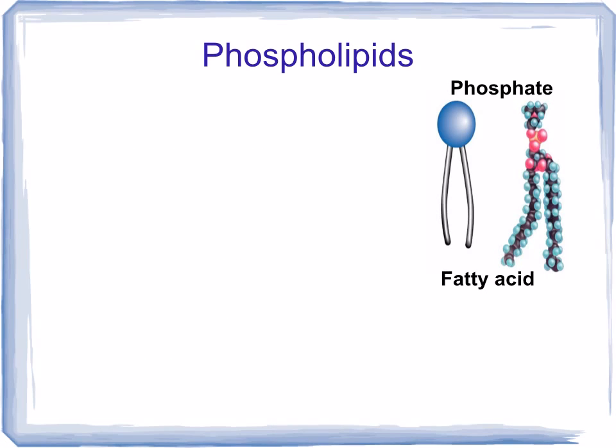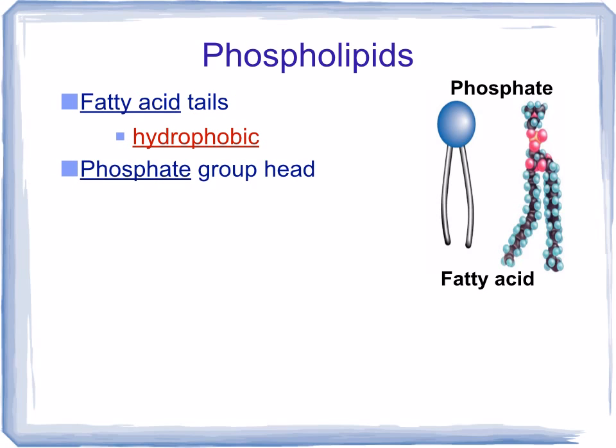Let's have a look at phospholipids. A phospholipid is made up of 2 parts. You've got your fatty acid tails, which are hydrophobic, so they don't like water very much, and they repel water. And the phosphate group head, which is hydrophilic, and this likes water, so it's attracted to water.